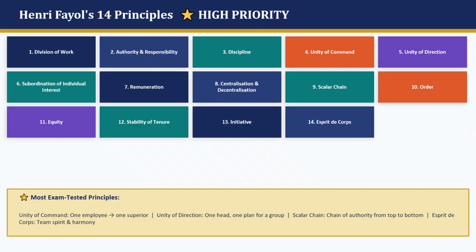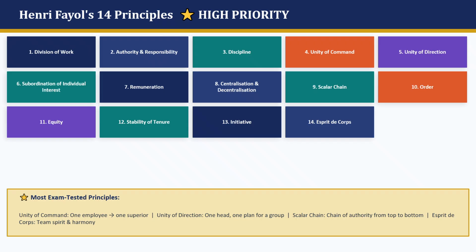Henri Fayol's 14 Principles. Henri Fayol proposed 14 principles of management that serve as general guidelines for managers. These include division of work, authority and responsibility, discipline, unity of command, unity of direction, subordination of individual interest to general interest, remuneration, centralization and decentralization, scalar chain, order, equity, stability of tenure, initiative, and esprit de corps.